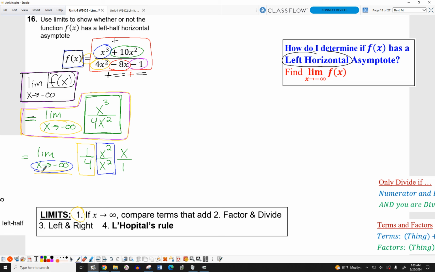1 fourth. Okay. This one here, though, as x becomes increasingly negative, that's going to become increasingly negative. So if you were trying to figure out what this thing does, well, as x becomes negative, y becomes negative with it. That's not a horizontal asymptote. This limit is negative infinity. So therefore, f of x has, boy, I could put in the word, no left half, or left hand, I don't know, either way, horizontal asymptote.